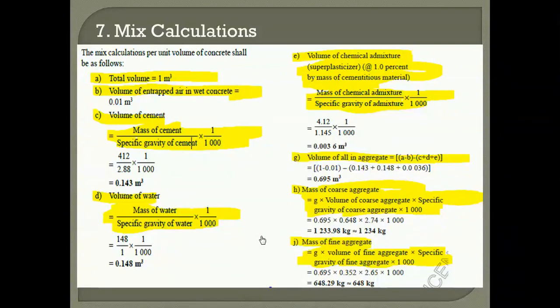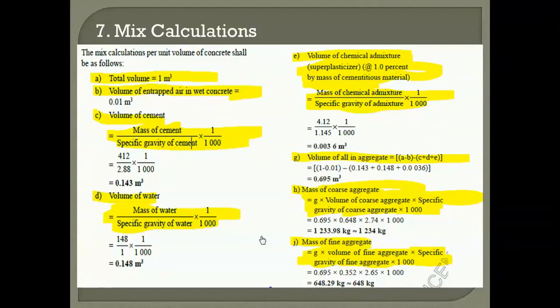Now how to find the mass of coarse aggregate? Now you are directly finding the mass. The only thing left in our calculation is the mass of coarse and fine aggregate. Other than that, we have found the mass of cement and mass of water. We have found the volume of coarse and fine aggregate, but we have not found the mass of coarse and fine aggregate. In this step, we are finding the mass of coarse and fine aggregate.